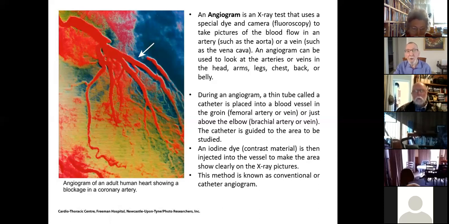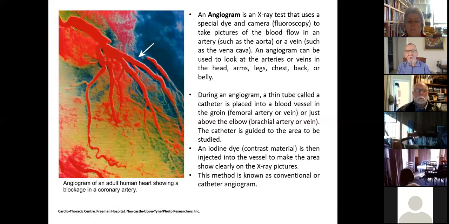If this is not addressed, where's the cursor gone? There it is. If this issue is not addressed, then the tissues further down the line will start to die. And if that happens, you're in real strife.